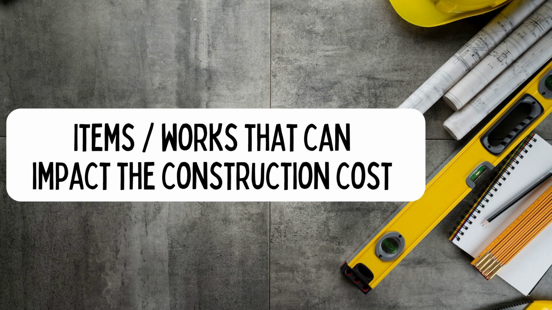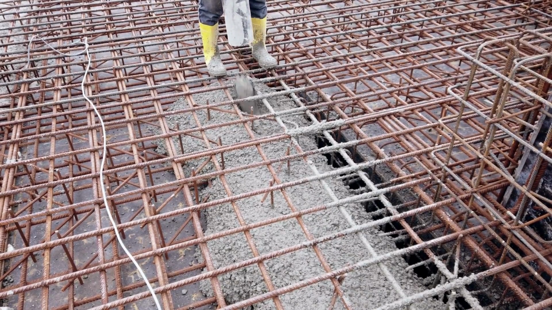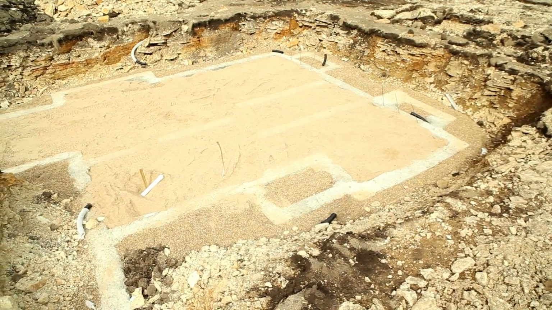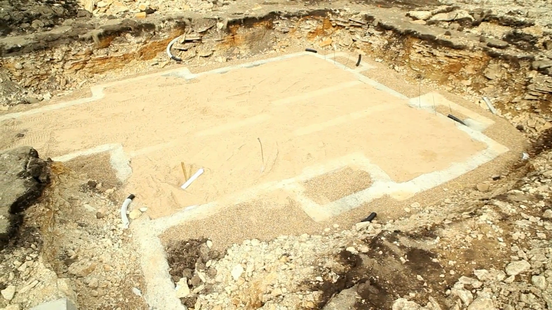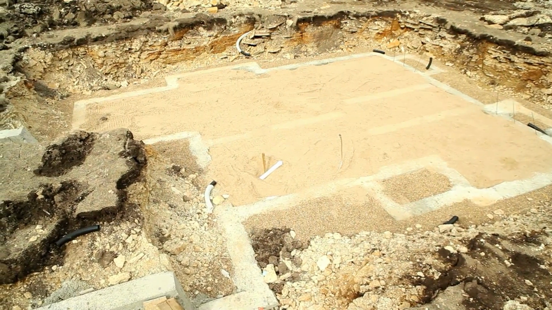So let's quickly have a look at the items or the requirements that heavily impact the construction cost. And the first one will be items related to the site and the concrete works. For example, having a basement in the project. And why would this impact the cost? I'll tell you. Because having a basement will impact the following construction items, such as excavation.